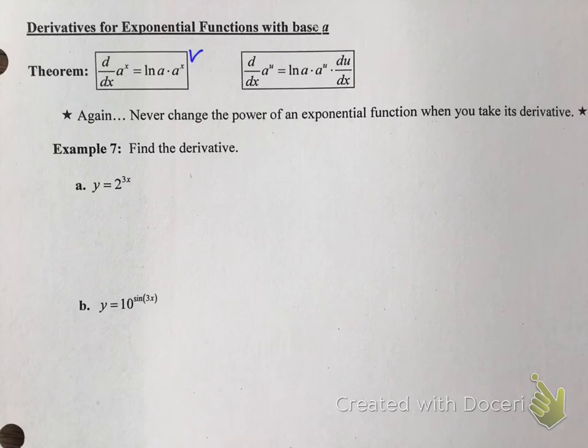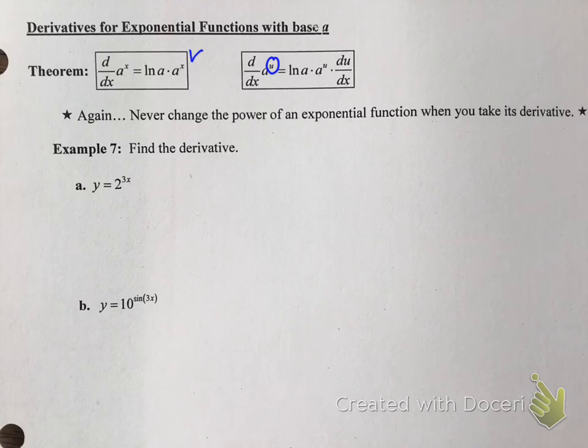So now what do we do when we have a constant where the power is complicated? So when the power is complicated, the answer to that is going to be the natural log of a times a raised to the u times the derivative of u. Okay? So again, never change the power of an exponential function when you take its derivative. Okay, so let's see how this all works.